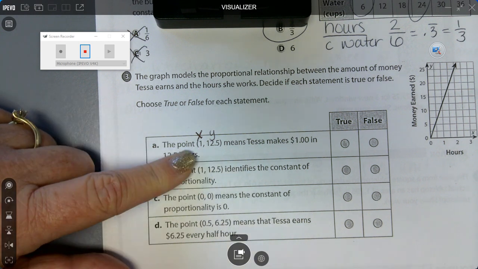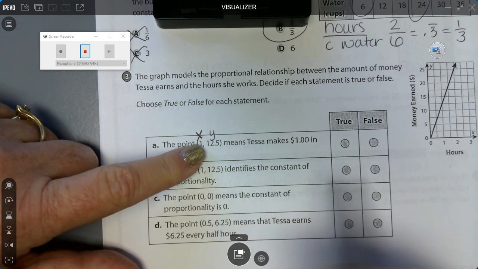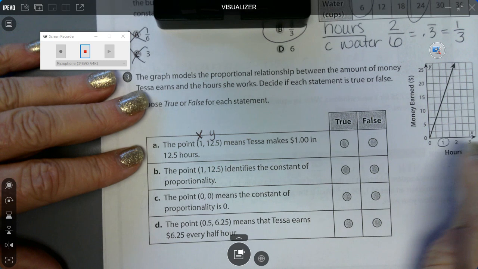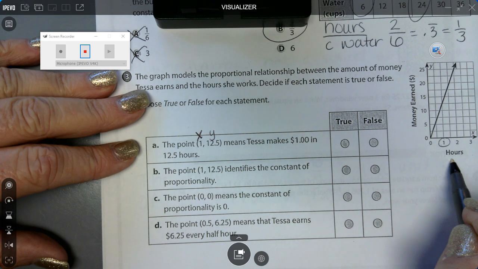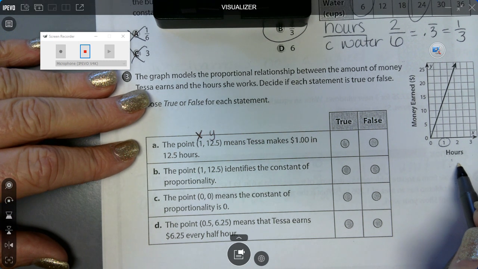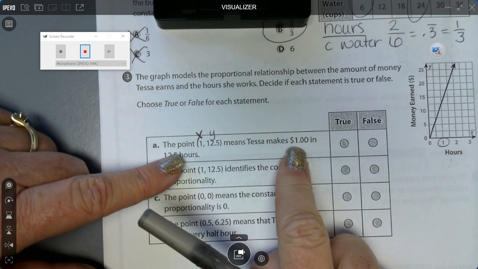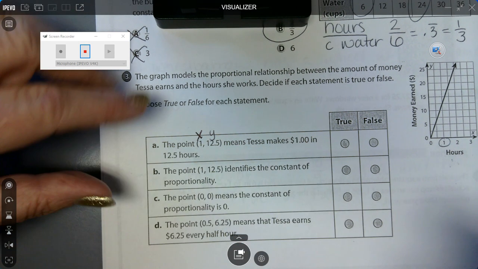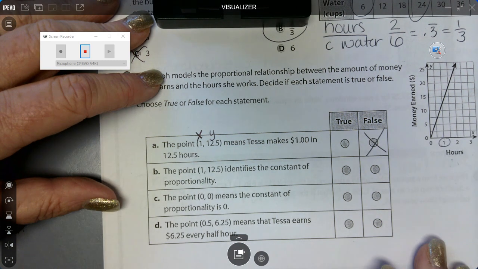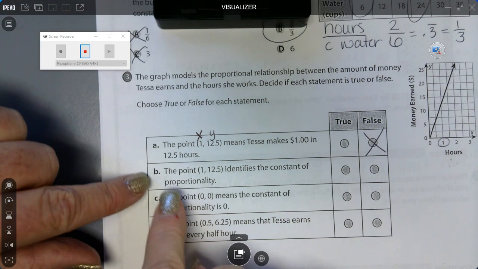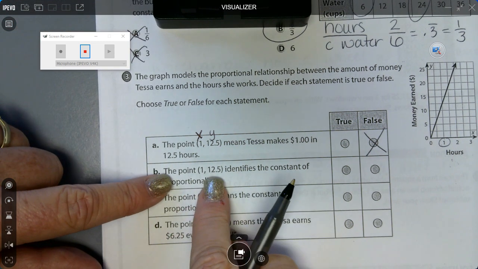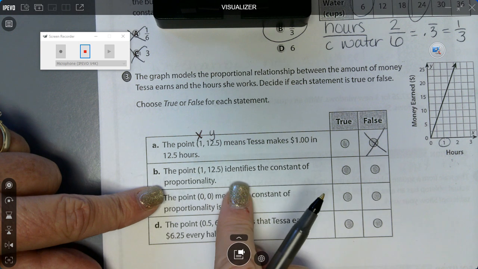Okay? So, this is your 1 on your x-axis, but 1 represents what? Hours. But this says 1 is money. No. So this is not correct. B, the 12.5 identifies the constant of proportionality.